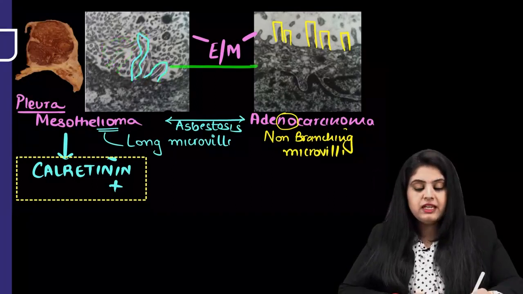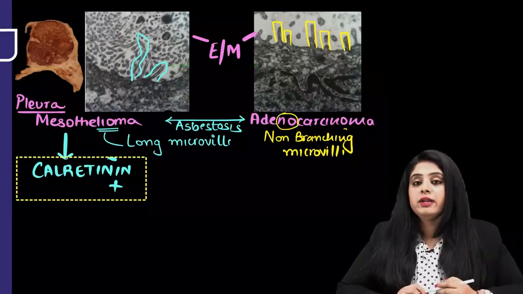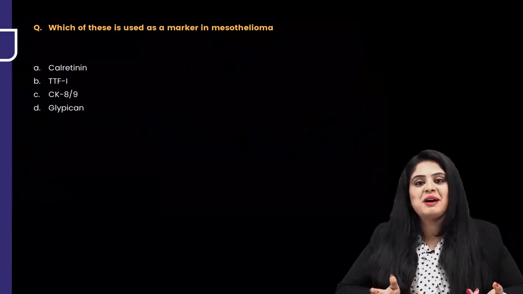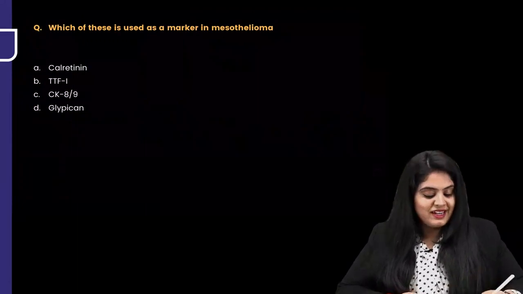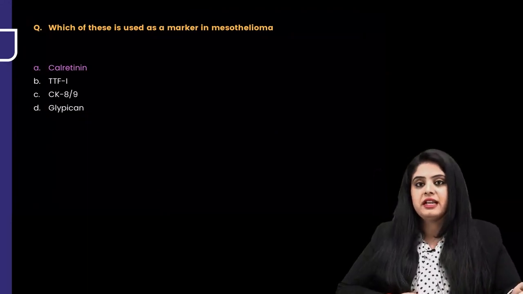Sorted? So either they will ask you the difference on the basis of electron microscopy, or they will ask you a quick marker for mesothelioma. So one quick question: which of these is used as a marker for mesothelioma? How nice, right now only I taught you, that is the question that you're going to get. It is going to be calretinin as a marker.